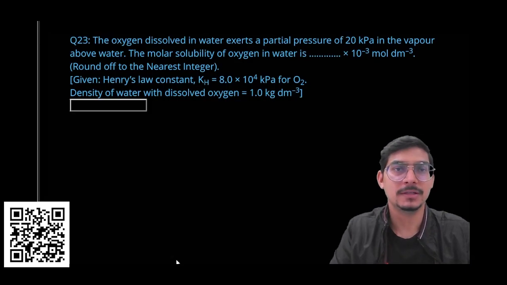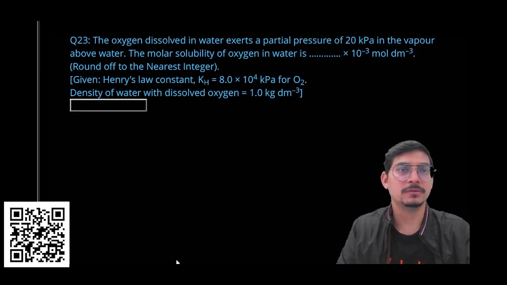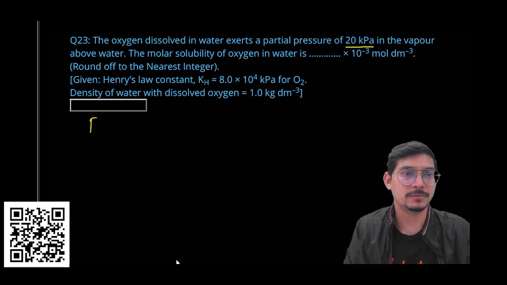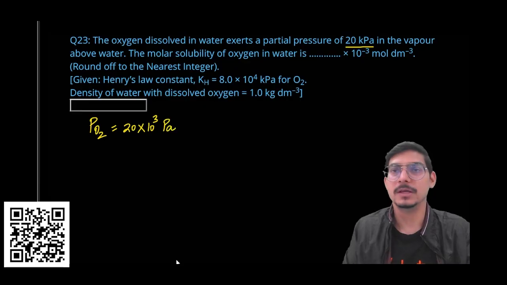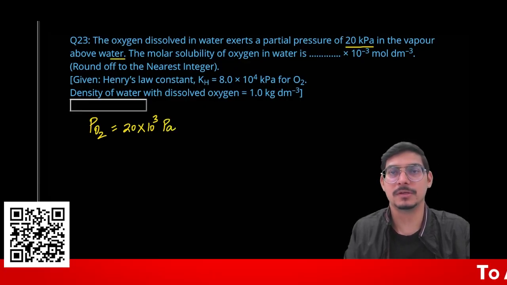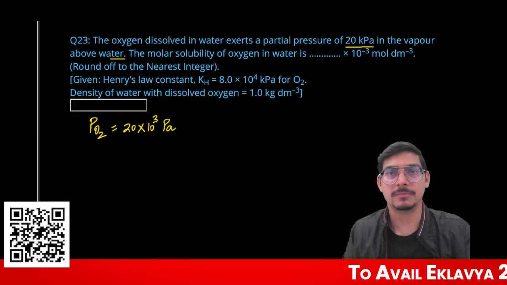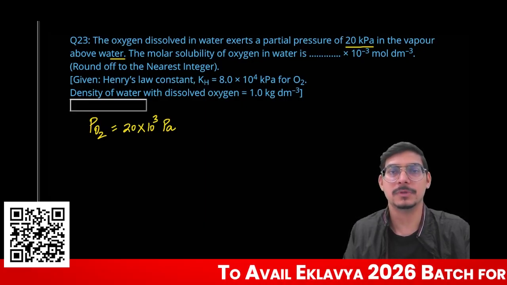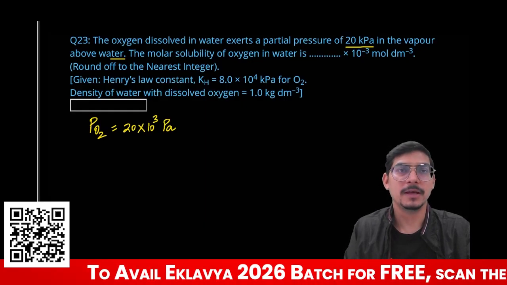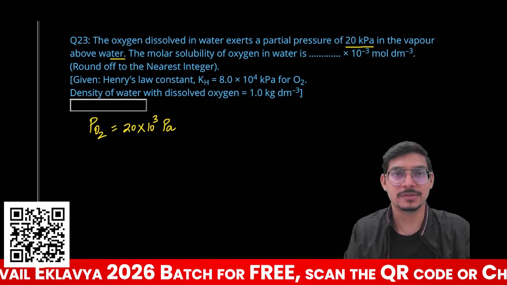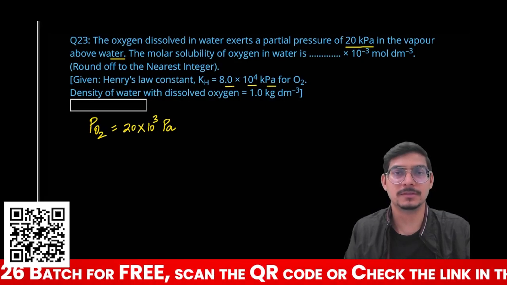Hi everyone. This question is based on Henry's law, where we are given that oxygen dissolved in water exerts a partial pressure of 20 kilopascal. So the pressure of oxygen is given to be 20 kilopascal, that is 20 into 10 raised to the power 3 pascal, in the vapor above water. The molar solubility of oxygen in water is some number multiplied by 10 raised to the power minus 3 mole per deciliter cube. Given Henry's law constant, Kh, for oxygen is 8 into 10 raised to the power 4 kilopascal.